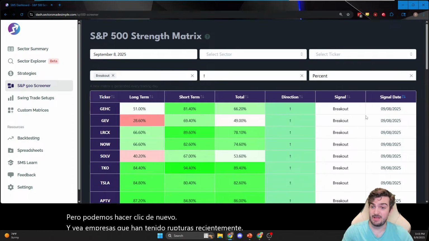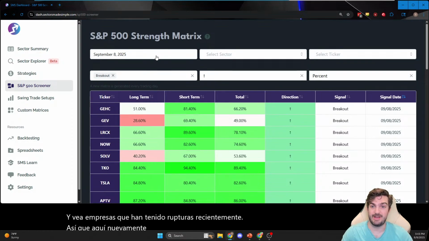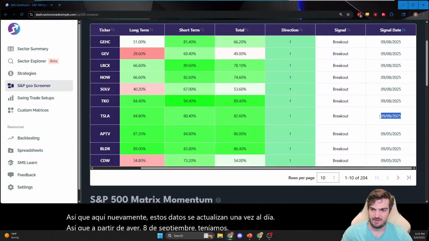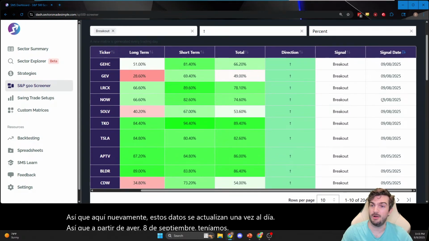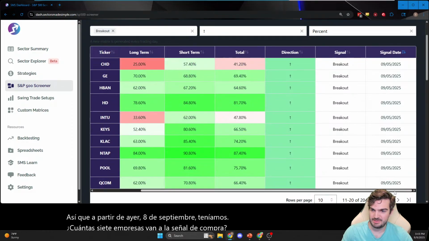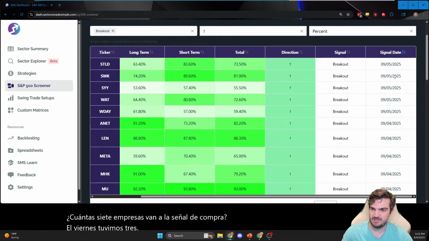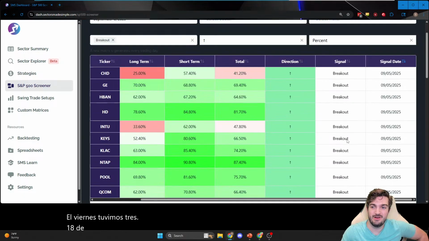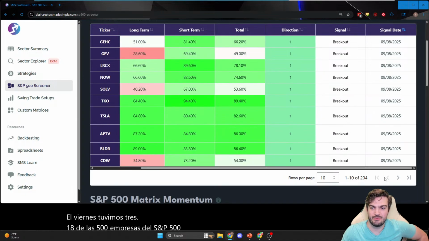So here, again, this data updates once every day. So as of yesterday, September 8th, we had 7 companies go on buy signal. On Friday, we had 18 companies. 18 out of the 500 companies in the S&P 500 went on point and figure breakouts on Friday. And then we had 7 more go on buy signals today.